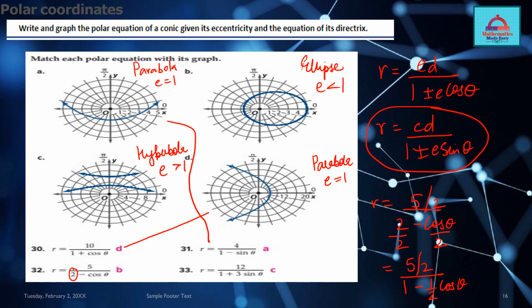So the eccentricity is 1 by 2, which is less than 1, and that makes it an ellipse. So therefore, this one will be matched with B, the ellipse. Here the eccentricity, very clearly you can see, is 3, more than 1, so it is the only option for hyperbola. So this is how the matching has to be done using your knowledge of polar equation of conic and eccentricity.